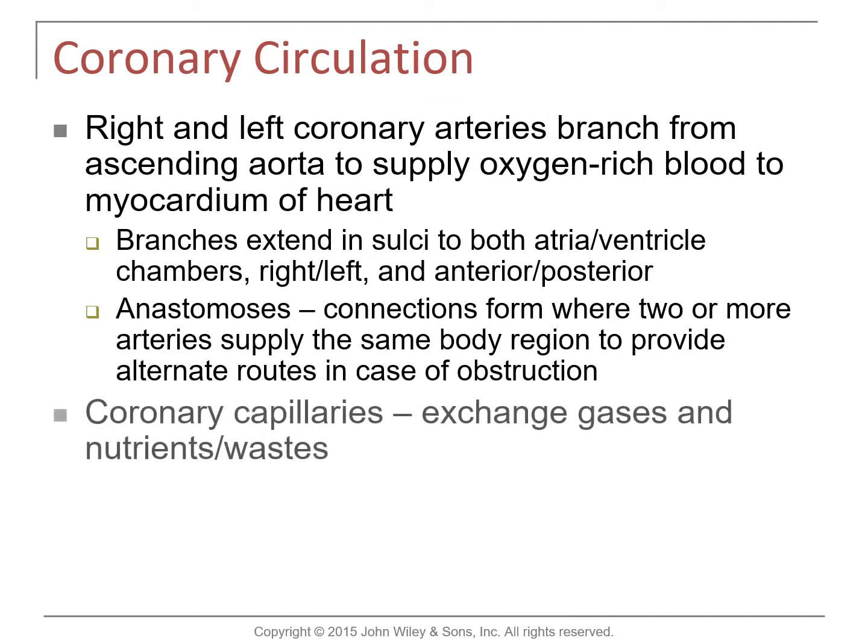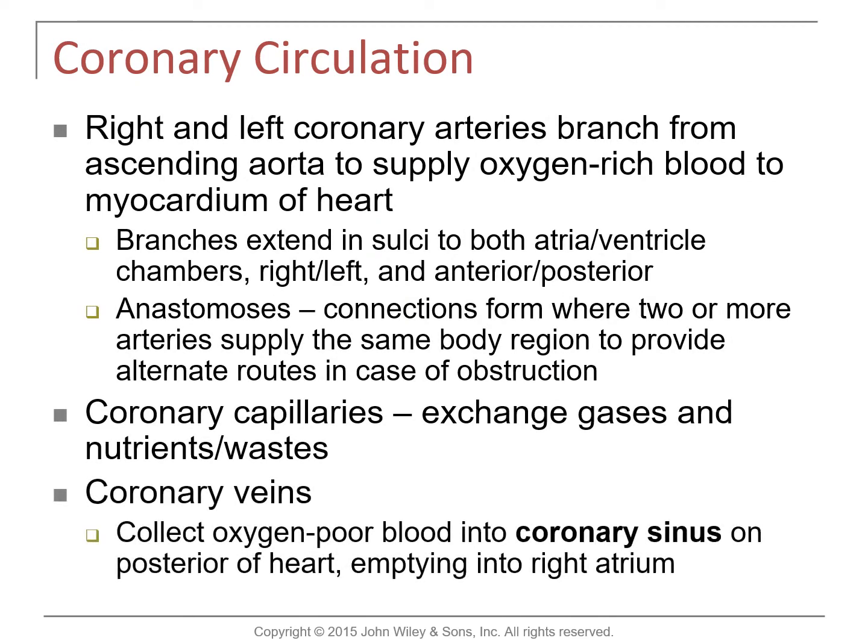We mentioned that the heart has its own blood supply that makes up the coronary circulation, and it is formed by two arteries that branch from the ascending aorta just as the blood leaves the left ventricle. So branching off the aorta, we have the right and left coronary arteries, and they supply oxygen-rich blood to the myocardium of the heart. The branches of the right and left coronary arteries extend via the sulci to both atria and ventricles on either side of the heart.